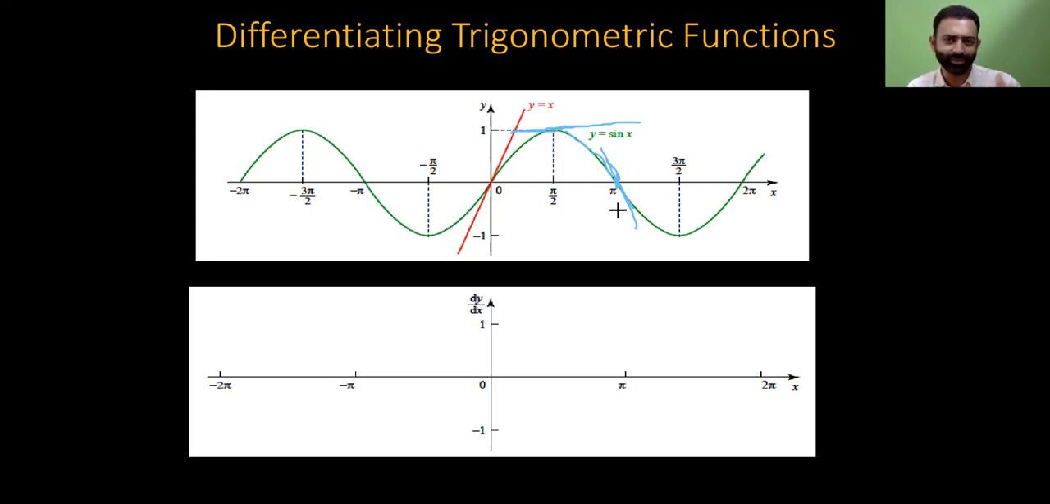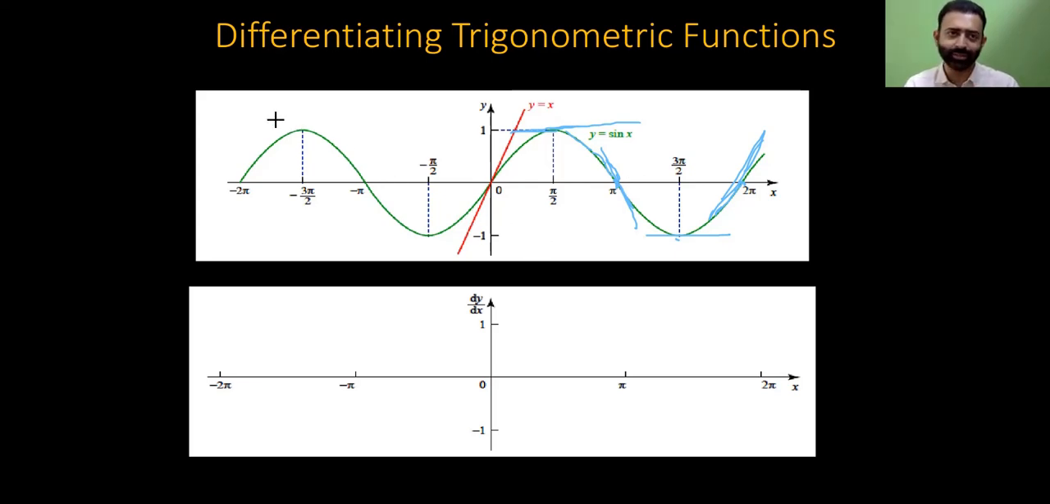Again, you can extend this concept. At x equal to 3 pi by 2, again the gradient of the tangent is 0, and at x equal to 2 pi, you will get the original red line whose slope was 1, like this, the y equal to x line.